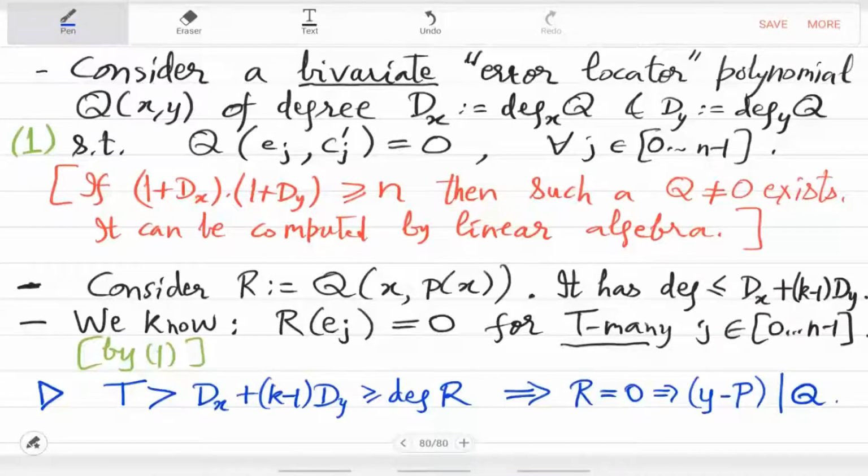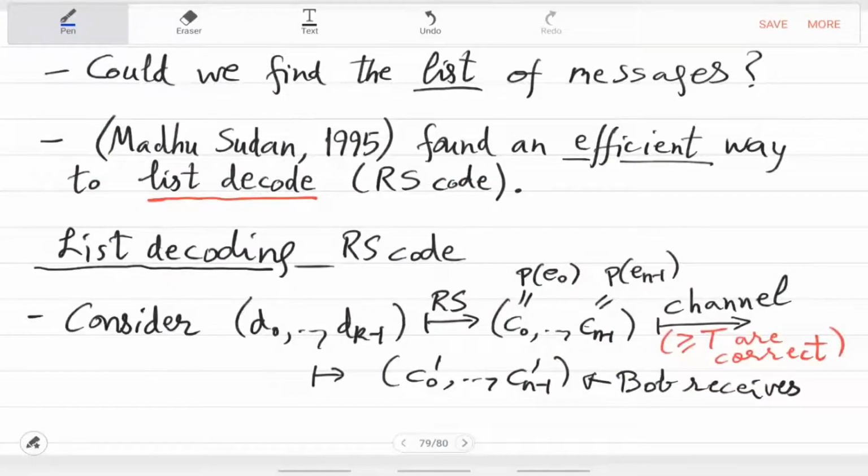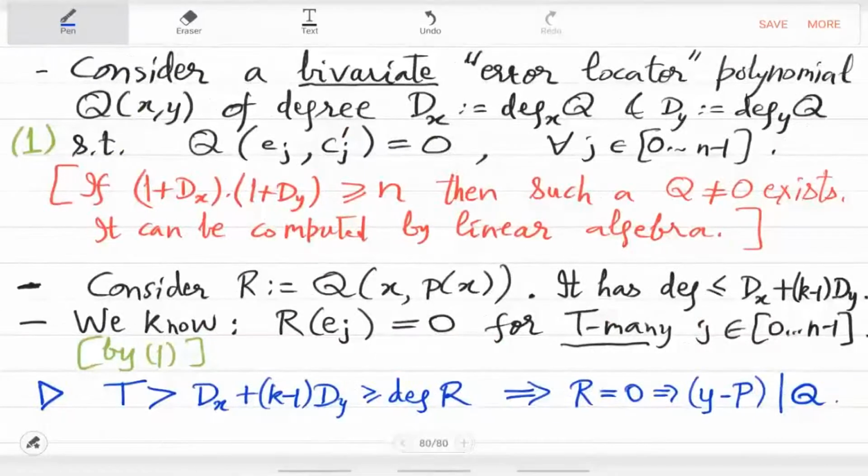So this algebraic route is giving you a very interesting combinatorial fact, that the number of such strings that could get corrupted and reach Bob is small. What is capital P? That's the message, the P of x, the setting we had before. P is the polynomial you get from the d_i's, P is the sum of d_i x^i. That's the original message. You want to find the message P, and since it is not unique, you want to find all of them.